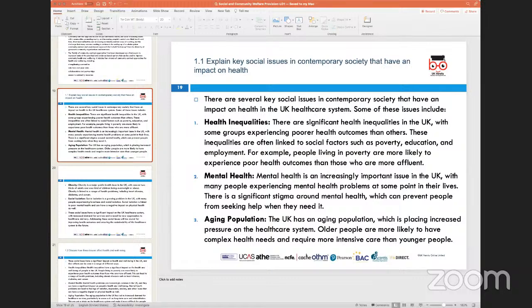So why are these issues? Any idea? Why do you think these are termed as issues, and why they need to be tackled? Any idea?